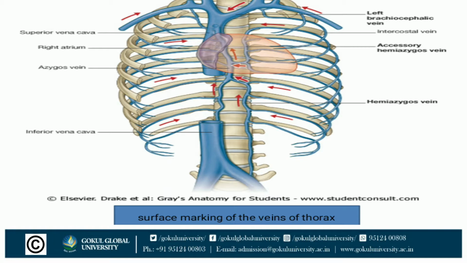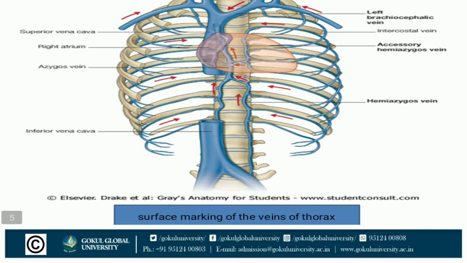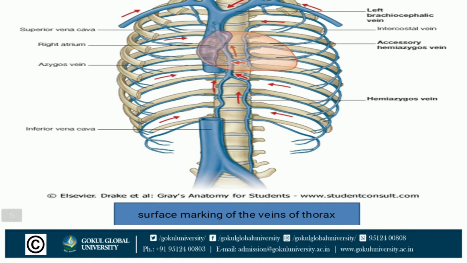Now we will discuss regarding its surface marking. Okay, superior vena cava. It is marked by two parallel lines 2 cm apart drawn from the lower border of the right first costal cartilage to the upper border of the third right costal cartilage overlapping the right margin of the sternum. Then right brachiocephalic.